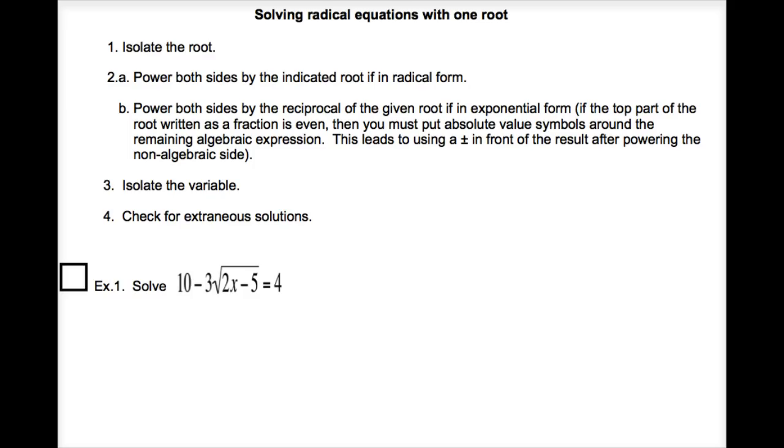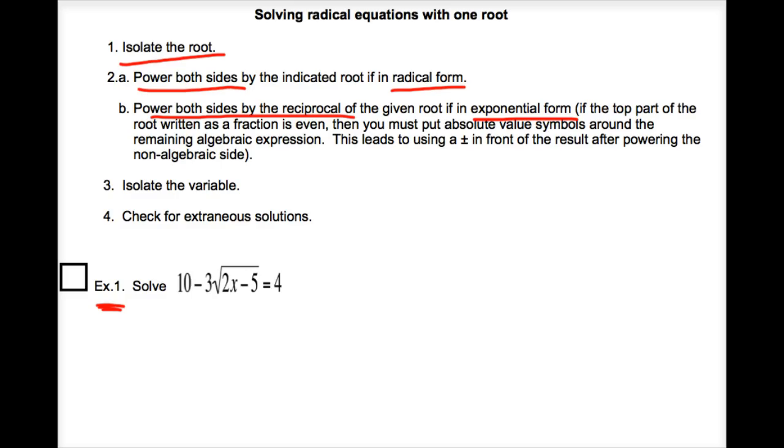Okay, so getting on to the new stuff. For starters, we're going to have equations that have just one root. The first thing we're going to have to do is isolate the root, get the root alone. After you get the root alone, it depends on what form it's in. If it's in radical form, and this example one down here is in radical form because it's got a square root, you're just going to power both sides by whatever the root is. Down here we have a square root, so we're going to end up squaring both sides. If we had a third root, we'd power both sides by 3. Fourth root, power both sides by 4. If it's written in exponential form, then we're going to power both sides by the reciprocal of that exponent. We'll show you that in example 2.